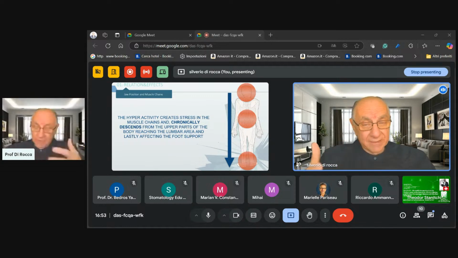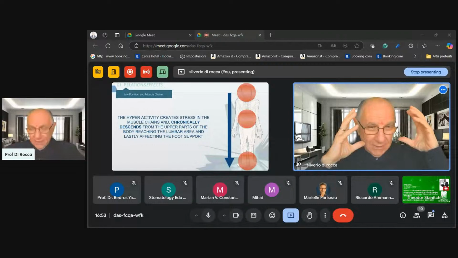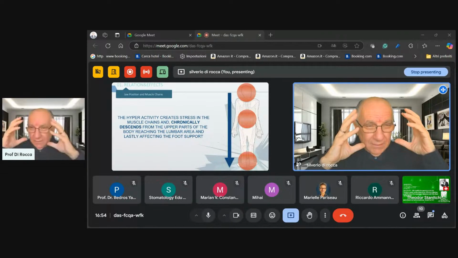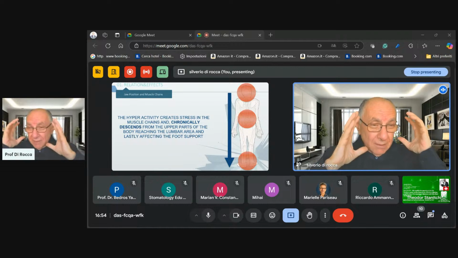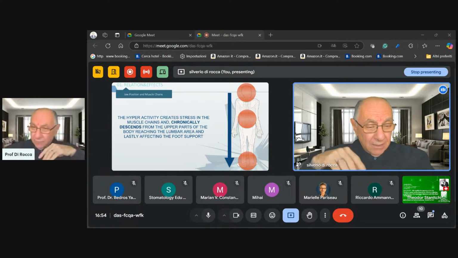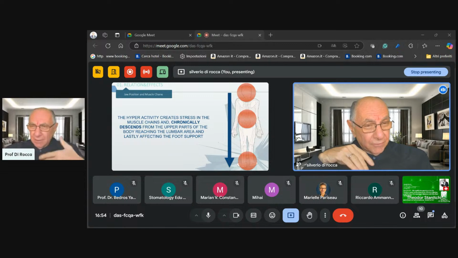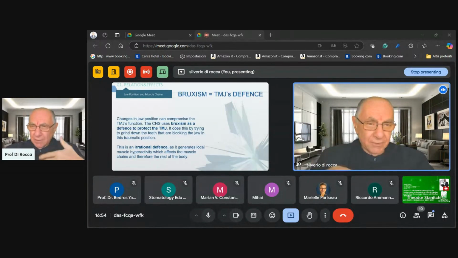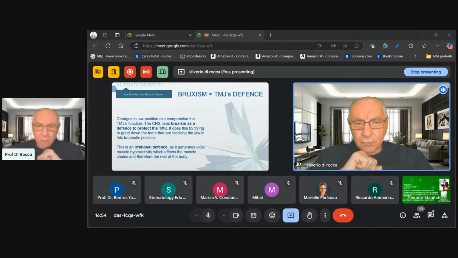Disease, craniofacial, we look only at these, TMJs, but we do not see the rest of the body. And even the doctors, it's not only that, but it's very difficult in a short time to explain that.